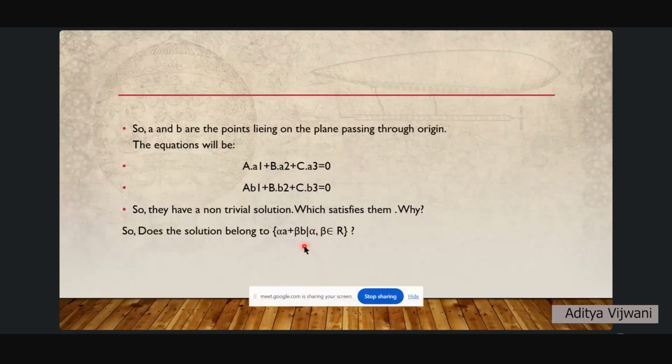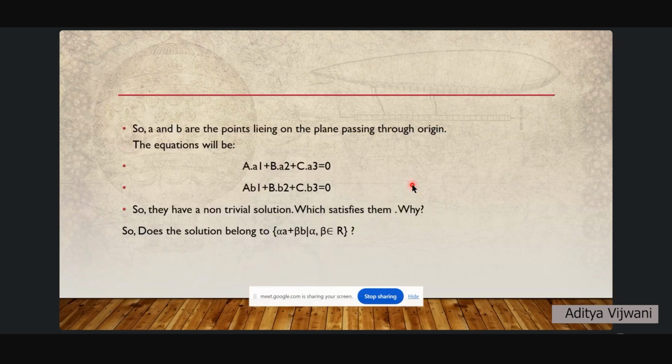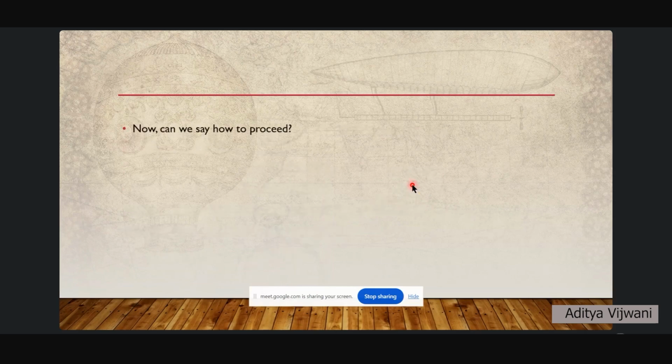So does the solution belong to the set alpha A plus beta B? Will it belong to this set? Yes, it will belong, because what we did was these points were taken from here only, no? See this picture. So of course it will belong to that set of alpha A, meaning multiples of A, and multiples of B. So now can we say how to proceed? We have planes passing through origin. We saw lines passing through origin. We saw the zero vector.